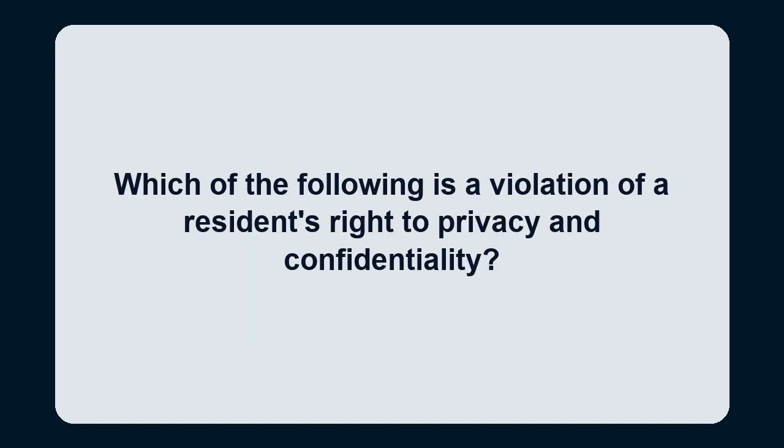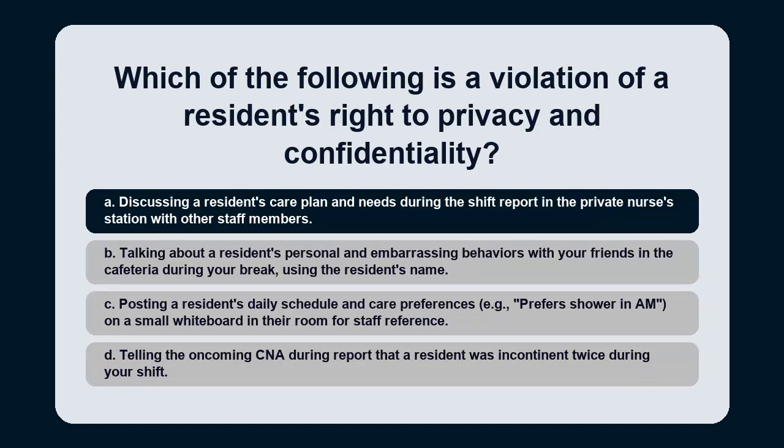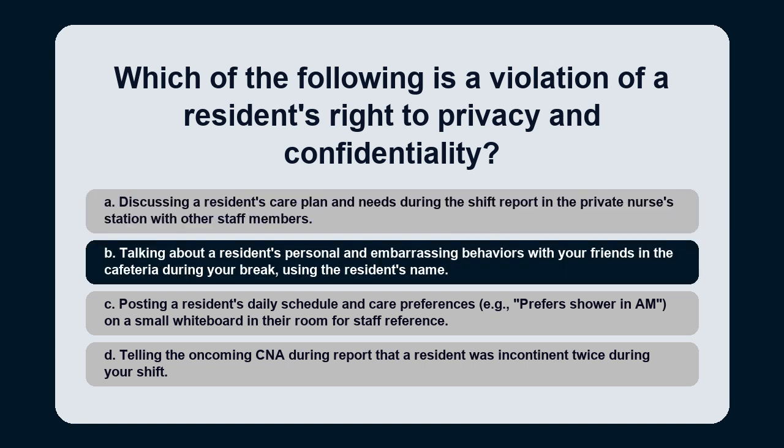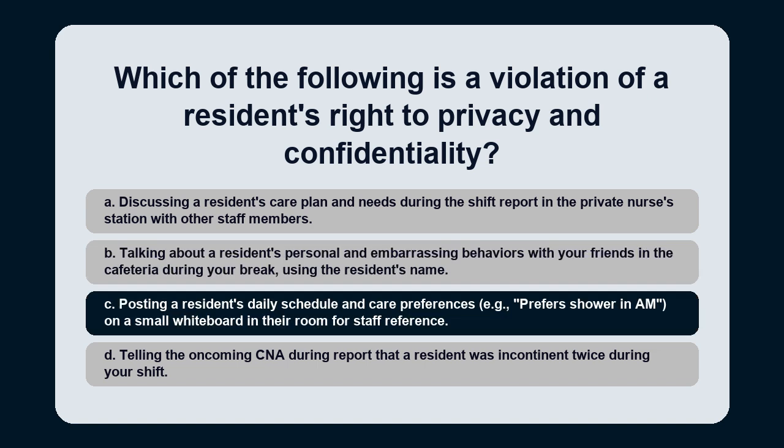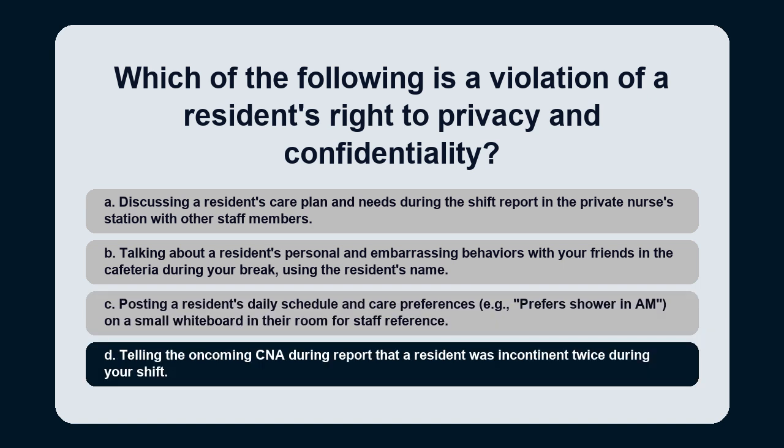Question 4. Which of the following is a violation of a resident's right to privacy and confidentiality? Option A. Discussing a resident's care plan and needs during the shift report in the private nurse's station with other staff members. Option B. Talking about a resident's personal and embarrassing behaviors with your friends in the cafeteria during your break, using the resident's name. Option C. Posting a resident's daily schedule and care preferences, e.g., prefers shower in AM, on a small whiteboard in their room for staff reference. Option D. Telling the oncoming CNA during report that a resident was incontinent twice during your shift.